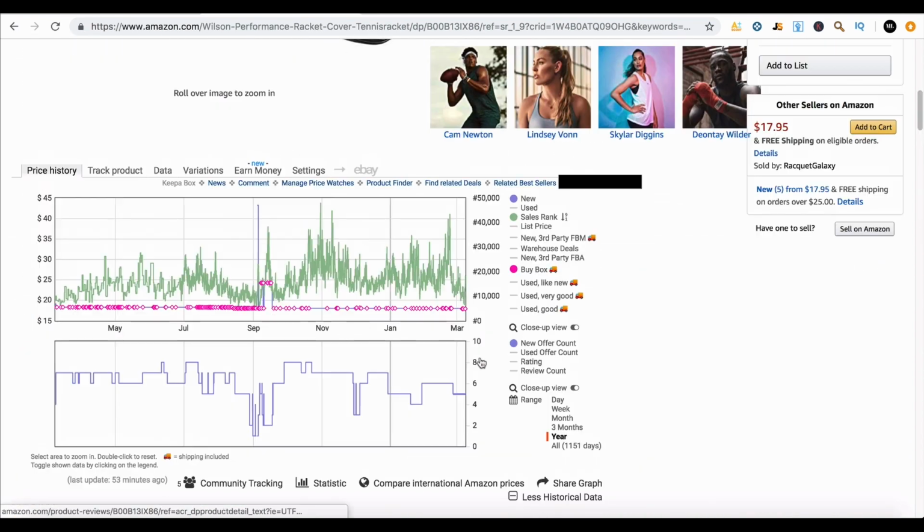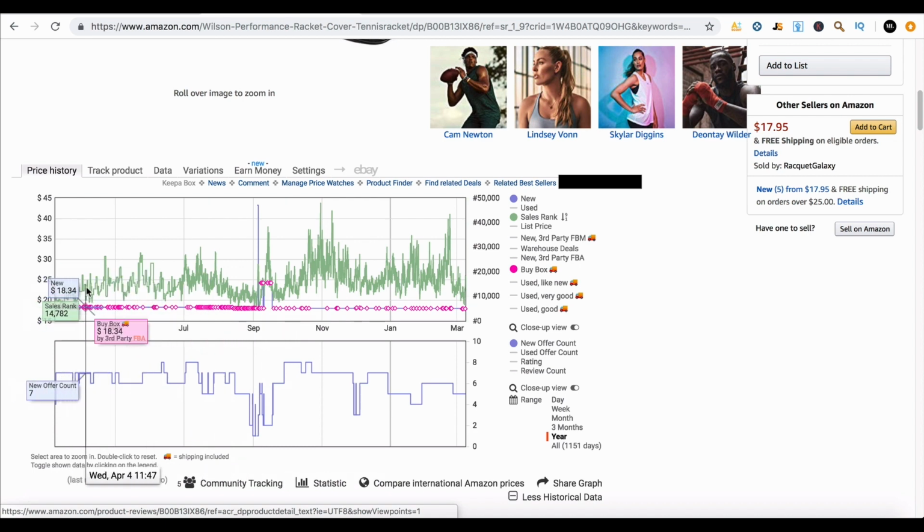So we're back up here, and this is a very steady product as far as price history. 1834 for a long, long time. It only went up and it never went back down. So let's say we're getting this product for $7. This would most likely be a winning product because this price history is incredibly steady.